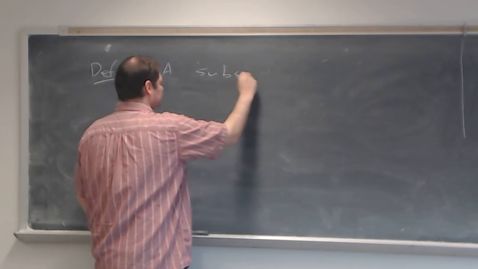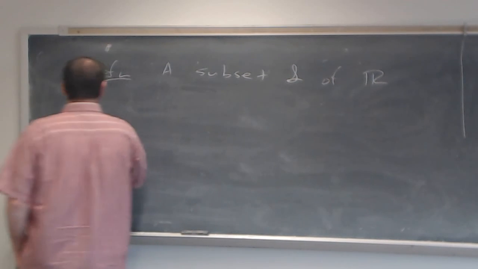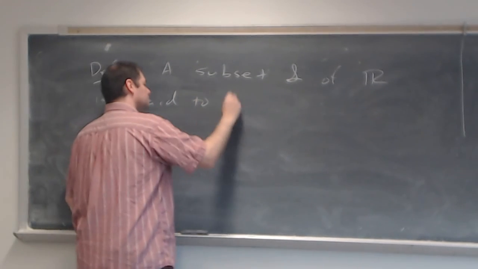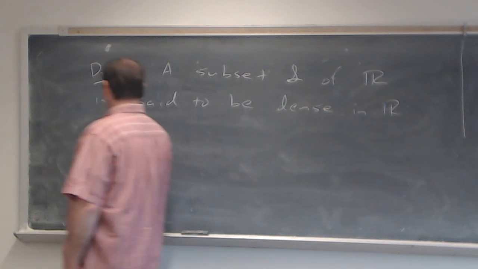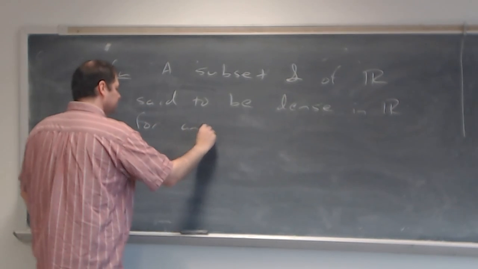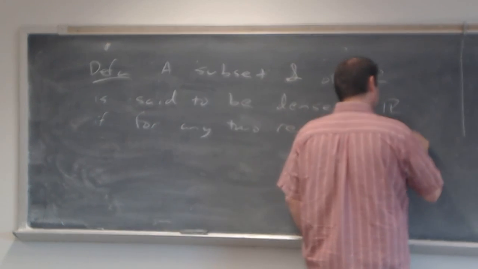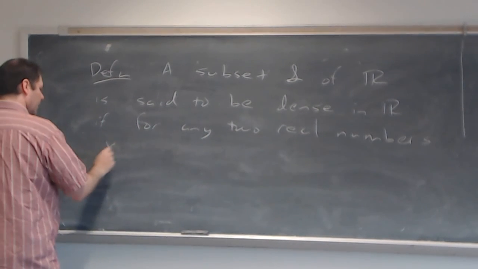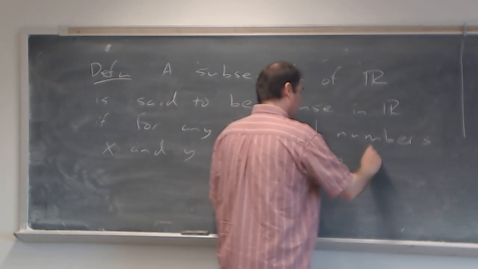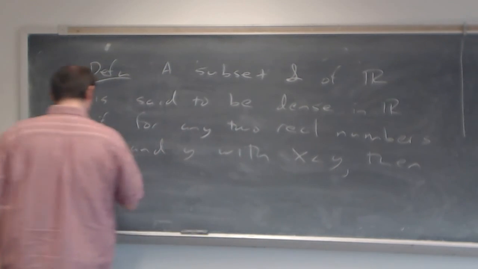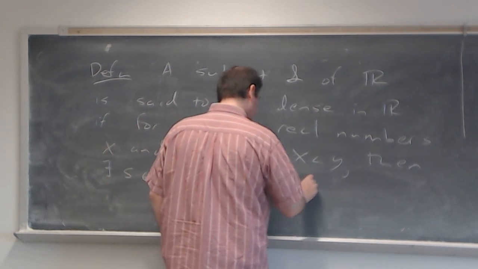A subset, script S, of R is said to be dense in R if for any two real numbers x and y, with x being less than y, there exists an s, element of script S, such that x is less than s is less than y.